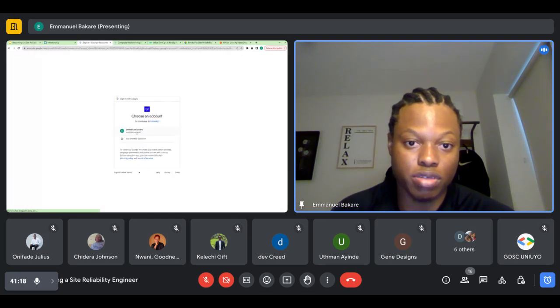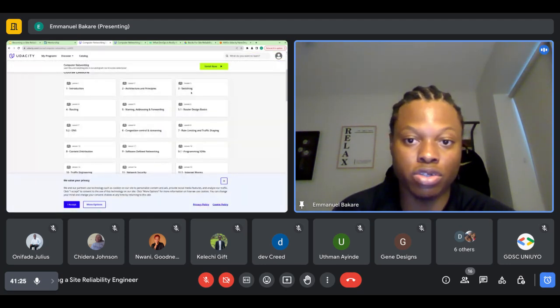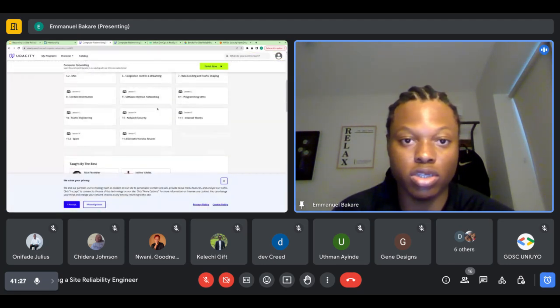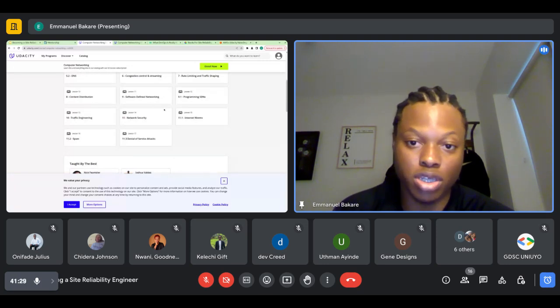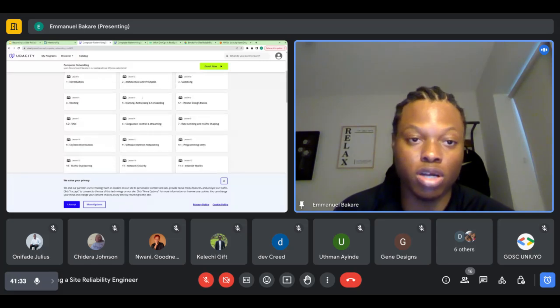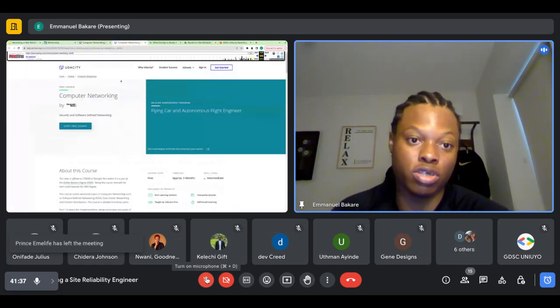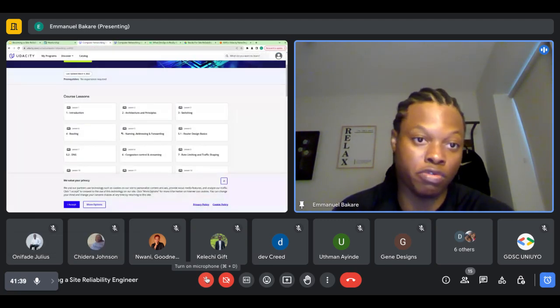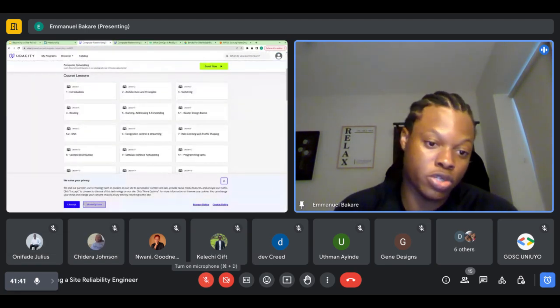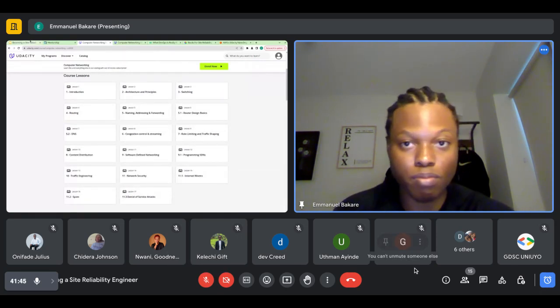Sorry, it seems I have to sign in. But yes, now I would study this: switching, congestion control, all these things. This is what I would take if I were trying to be an SRE, because this is actually what matters in terms of writing APIs. It's more about the networking side.